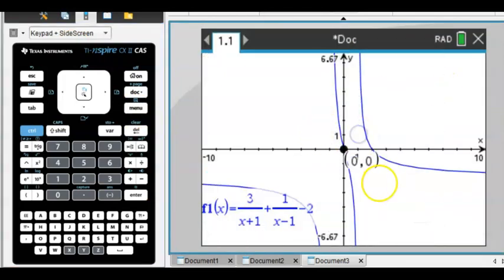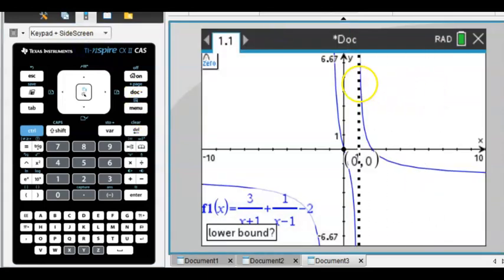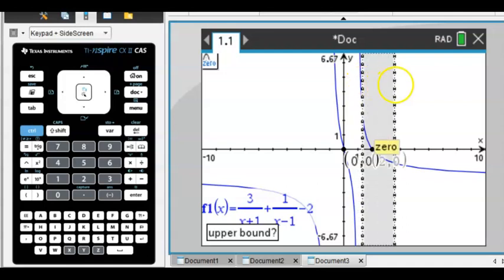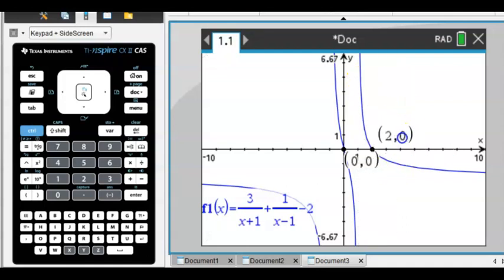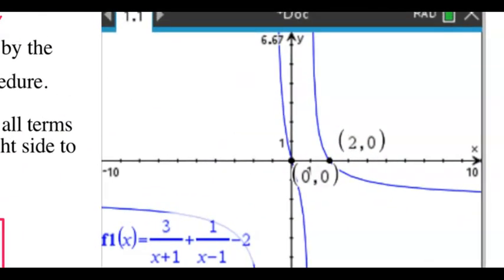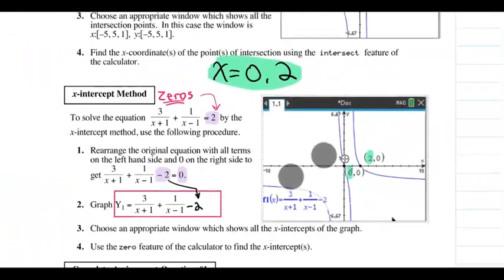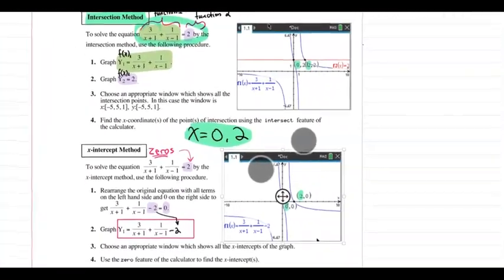Now we're going to highlight this section. We have 0, 0. And you can probably guess that if I go to analyze graph and 0 on my other 0, so my other x-intercept, I will get 2, 0. Zooming into our graph here, again, the solutions we're looking for are always x values, and that means x is equal to 0 and x is equal to 2. The exact same answer we found by using method 1.